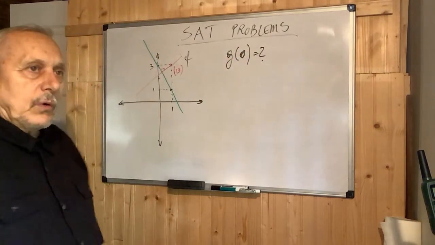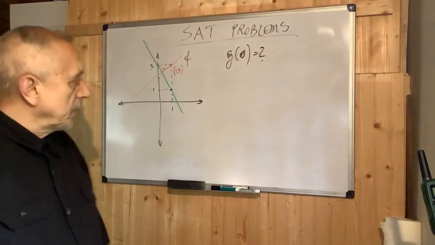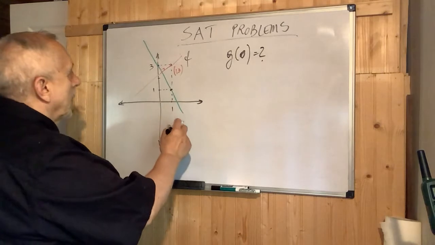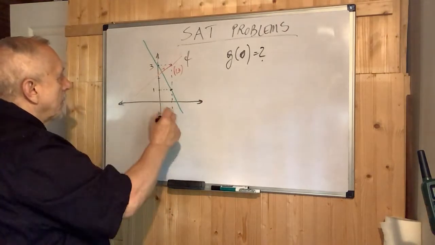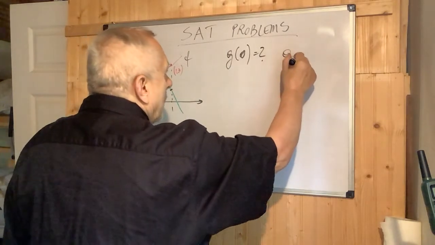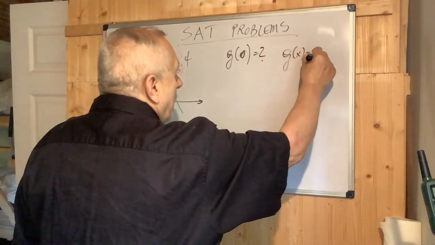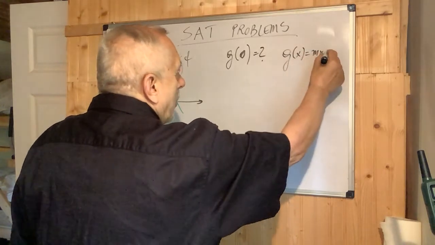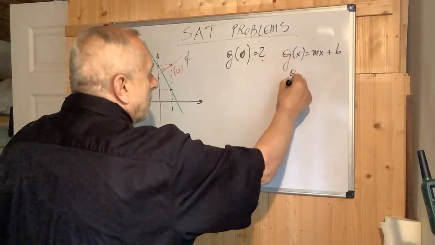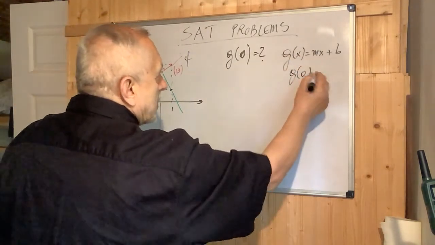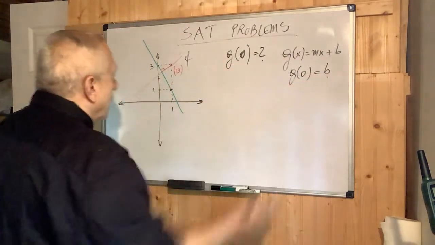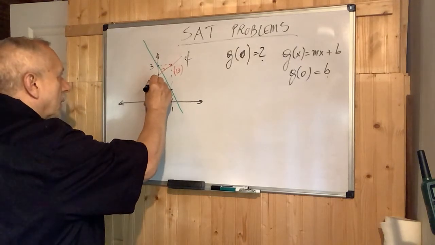If you know how to do it, please stop the video and continue yourself. Otherwise, let's solve it now. We can use g of 0. A function is something like g of x equals mx plus b, m being the slope and b the y-intercept. So g of 0 would be m times 0, which is 0, plus b, equals b. So g of 0 means finding the y-intercept, this point exactly.